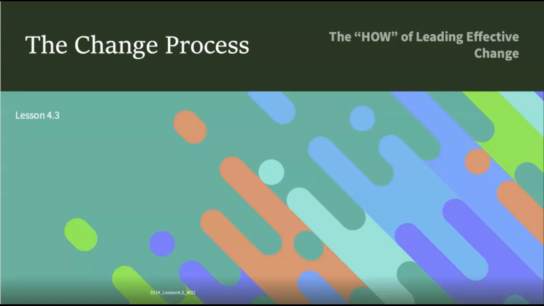Welcome to lesson 4.3, the change process. In the previous lesson, in lesson 4.2, we worked on describing or understanding what the change process was and what was involved in the change process. In this section, we're going to discuss the how of leading effective change.